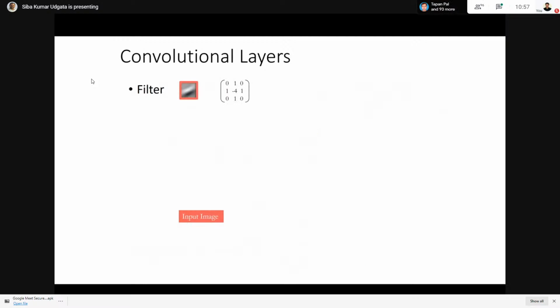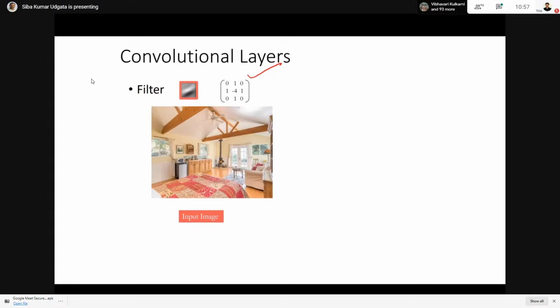Now look at this, how the filter actually works. In one of the convolution layers, this is a standard filter. The filter is 0, 1, 0, 1, minus 4, 1, 0, 1, 0. Don't worry about how I arrive at this; I will tell you a little later. So let's say this is an image. You take the whole image, and this is the small filter: 0, 1, 0, 1, minus 4, 1, 0, 1, 0.